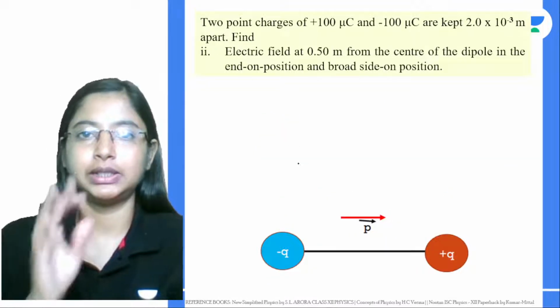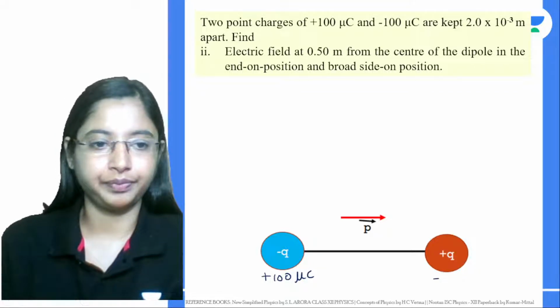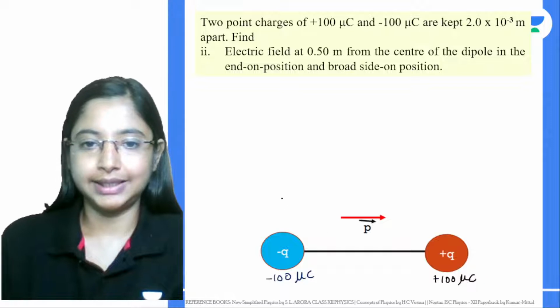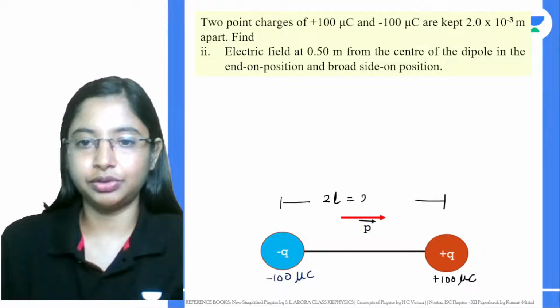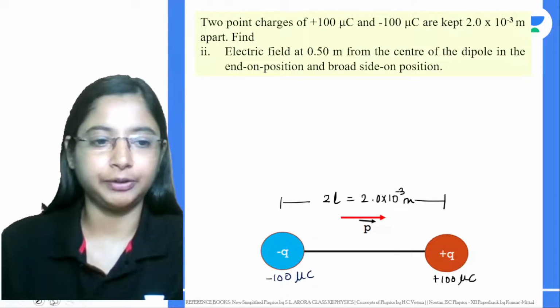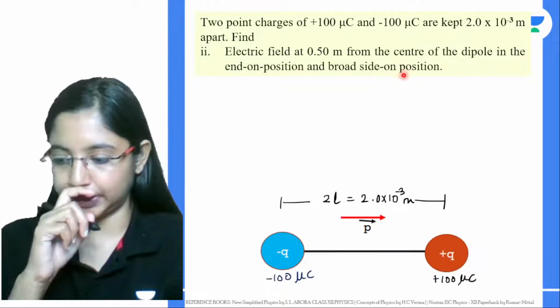Second question has the same charges. One is minus 100 microcoulombs, and the other is plus 100 microcoulombs. The separation length between them is 2L, which is 2.0 into 10 to the power of minus 3 meters. Knowing this, we want to find the electric field at 0.5 meters from the center of the dipole in the end-on position and the broadside-on position.